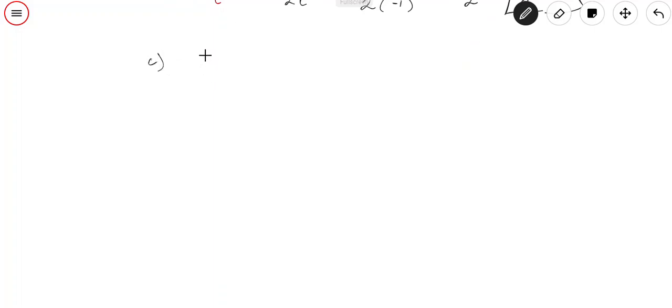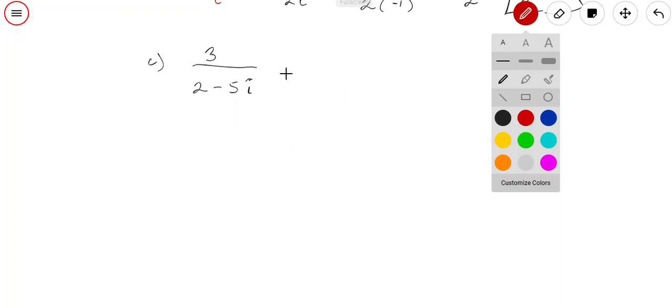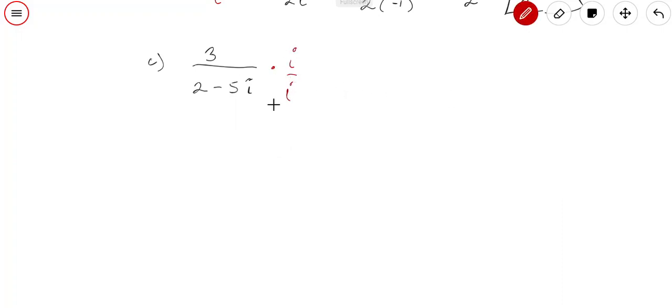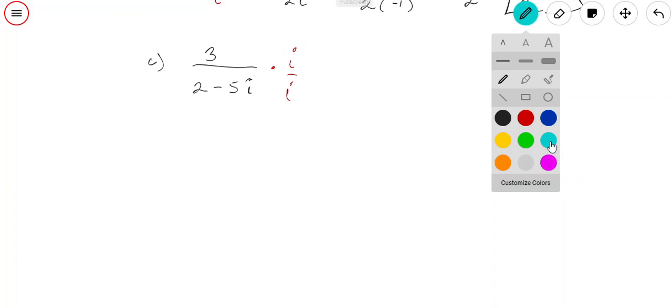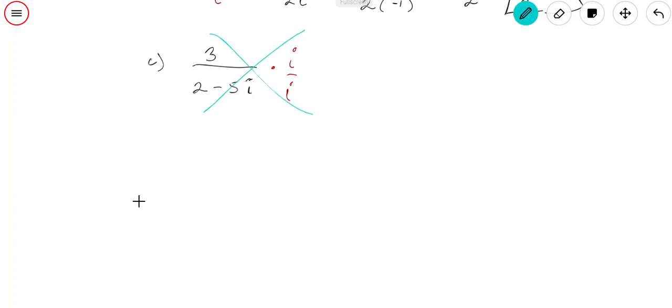So suppose I have 3 over 2 minus 5i. Maybe you think, okay, I will multiply by i over i exactly as I was doing before. That is not going to work, and you can just try by yourself. You are not going to eliminate the i from the denominator just doing that. So when your denominator is a complex number with real and imaginary part, of course, you must multiply by the complex conjugate of that denominator.